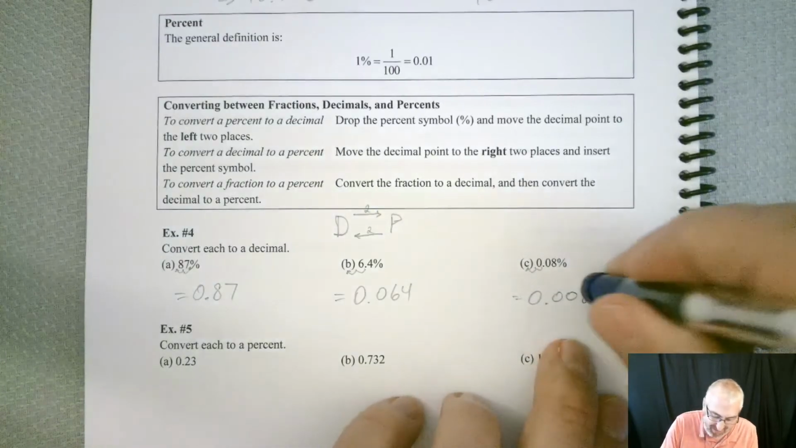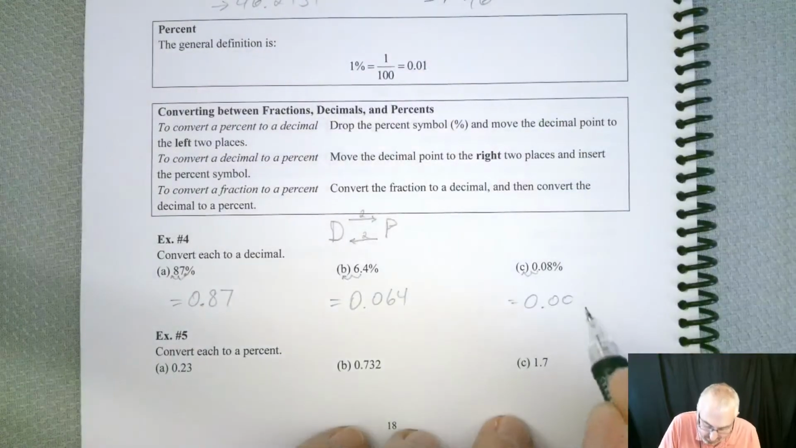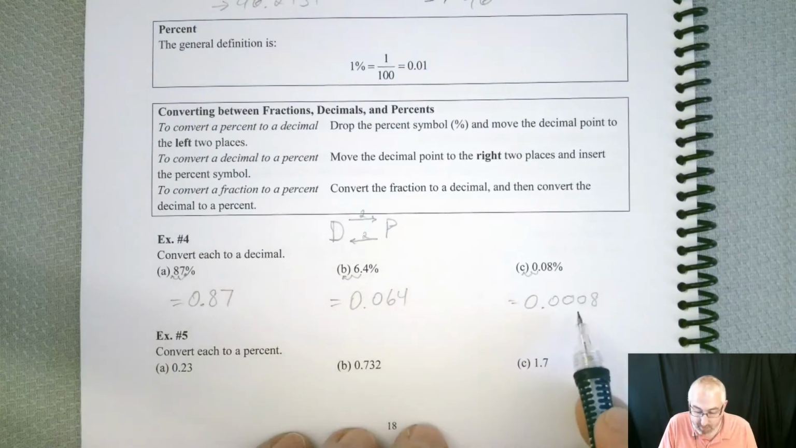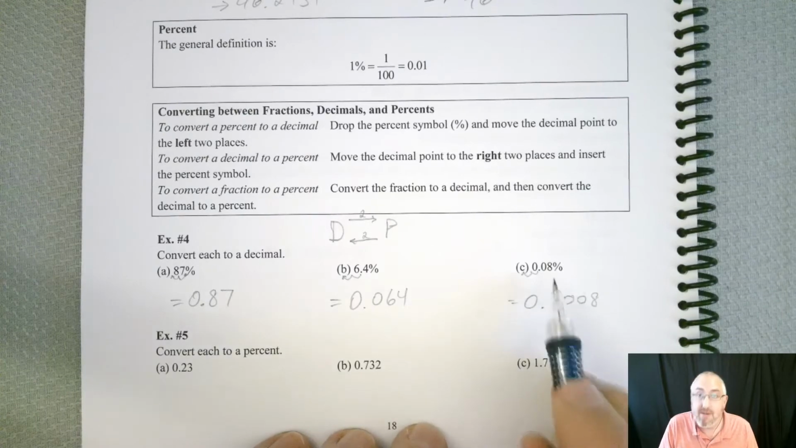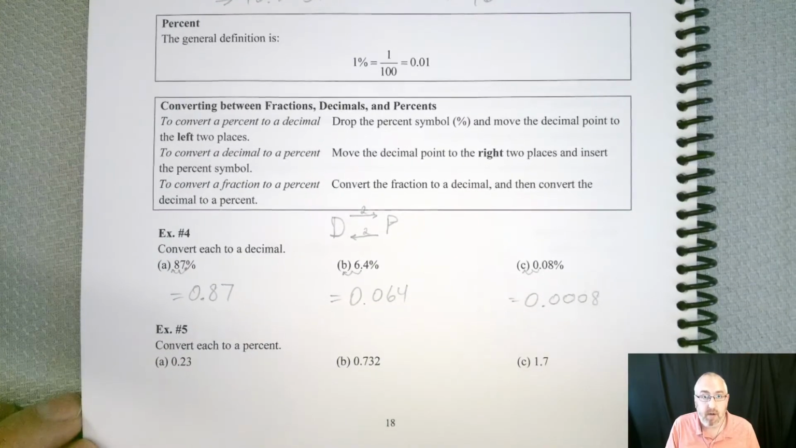No, I made a mistake, didn't I? I need another 0 in there. So 0.008. So yeah, if I moved it back 2 places, then it's back to where it started. So we're good. It doesn't hurt to always double check it and go back in the other direction. All right, so far so good.